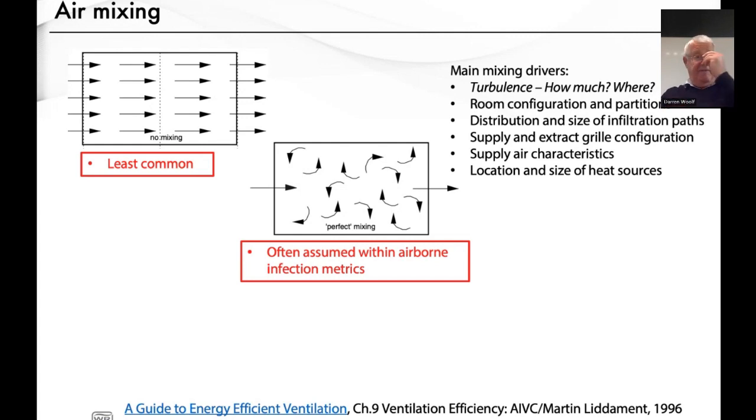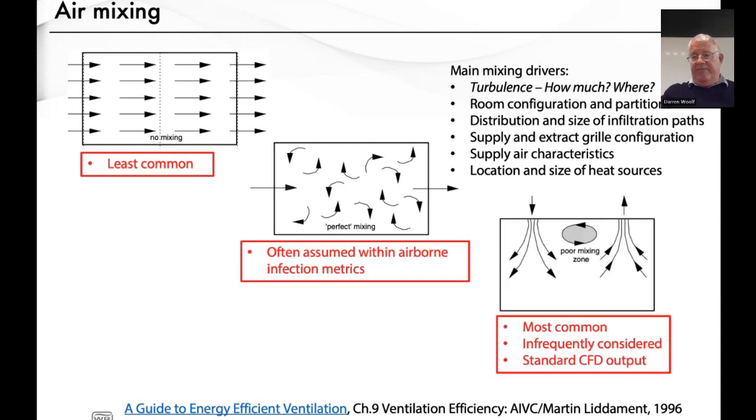There's many things that influence mixing, such as room configurations, distribution of infiltration paths, supply and extract grills, supply air characteristics, location, size of heat sources. But turbulence is something that quite often isn't captured at all in some of the analytical models. You might be able to be measuring in an environment the effect of turbulence, but you may not actually see it because it's hard to actually know what it's doing. But things like CFD could tell you how much and where.